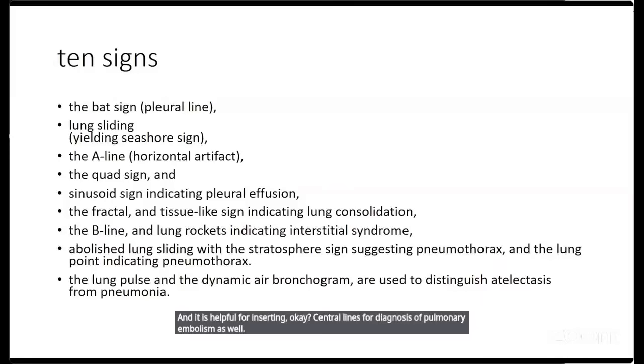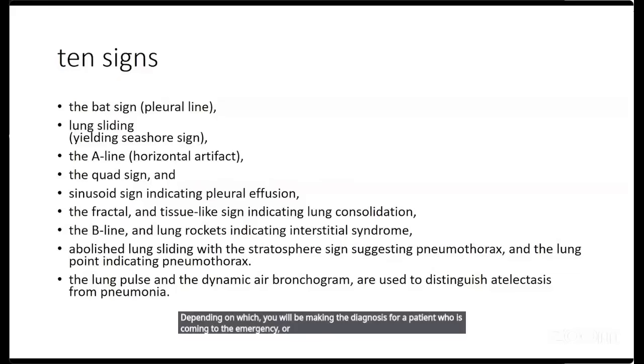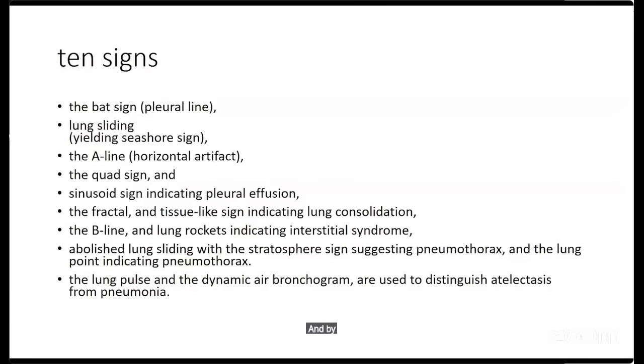So today we'll be understanding the most important signs that we need to know, depending on which you will be making the diagnosis for a patient who is coming to the emergency or is in ICU. By these simple signs, we can make a quick bedside diagnosis. The most important 10 signs that we need to understand today are, first of all, the bat sign, the pleural line or the A profile, which I'll be telling you. Then the lung sliding sign, the seashore sign, the A lines, how do they look like?